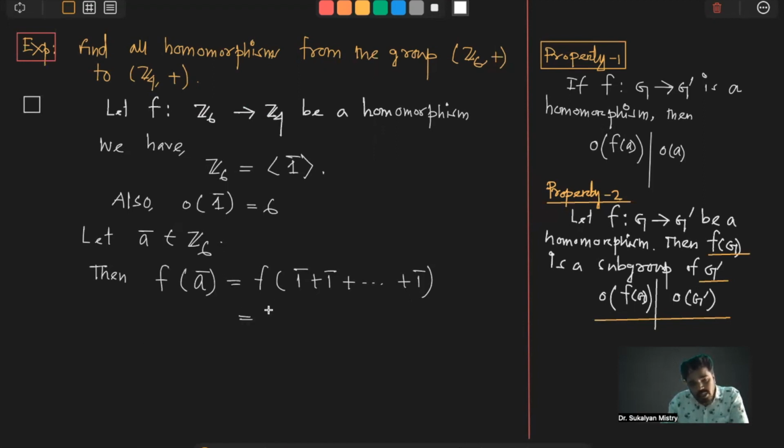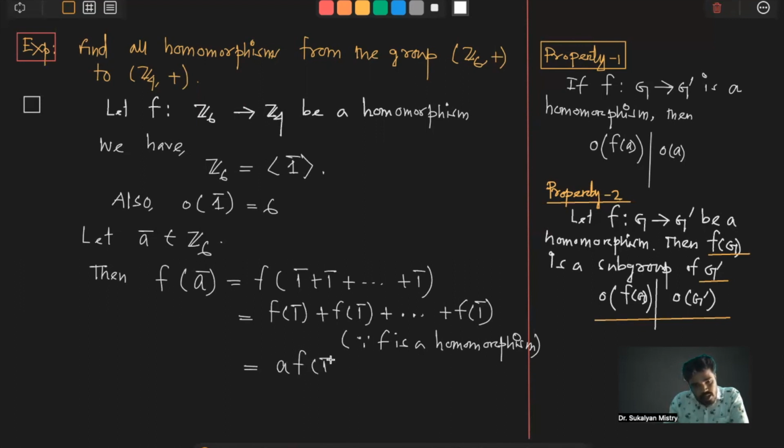Since f is a homomorphism, this can be written as f of 1 bar plus f of 1 bar plus dot dot dot, that is A times f of 1 bar. Now f is completely determined if f of 1 bar is known.